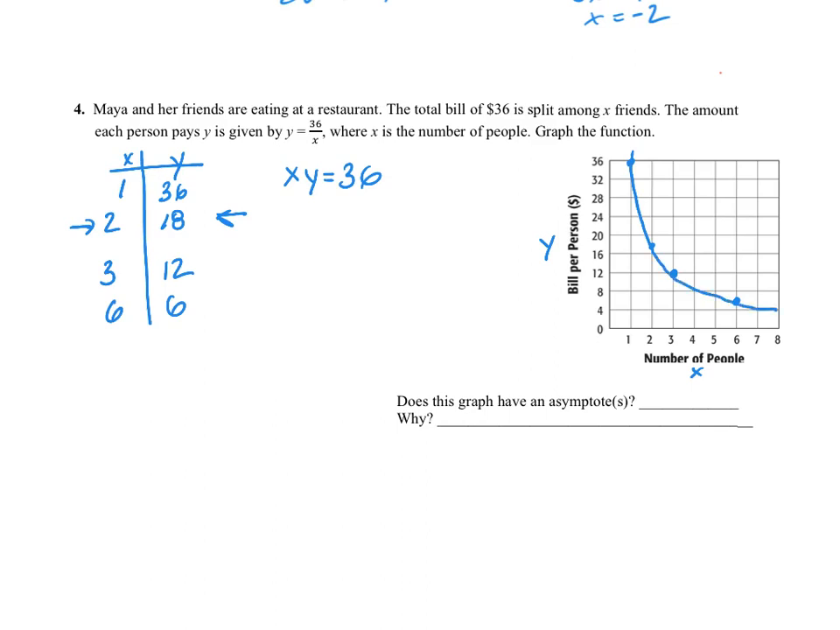All right, so the model is going to look like this, just like we would expect it to. We realize that because of the context of the situation, the number of people has to be greater than 0, and the bill is definitely going to be greater than 0, so we've got those domain restrictions. And last question here, does this graph have an asymptote? 100% yes. You are not going to go to the restaurant and ever pay $0. So the answer to that question is a big fat yes.